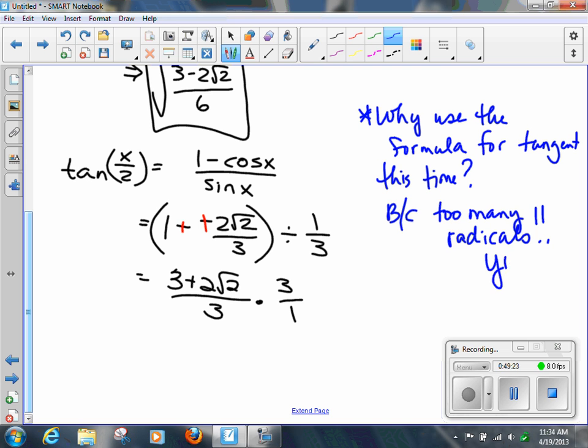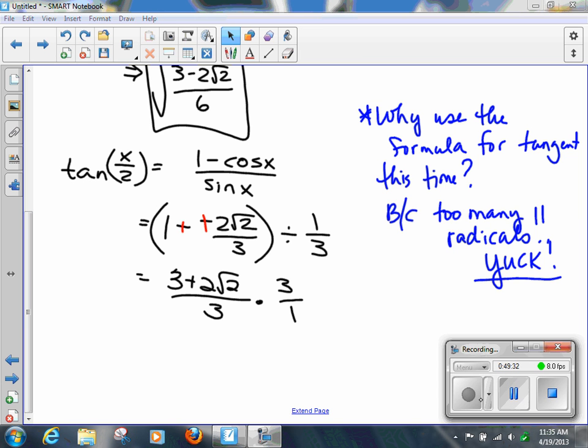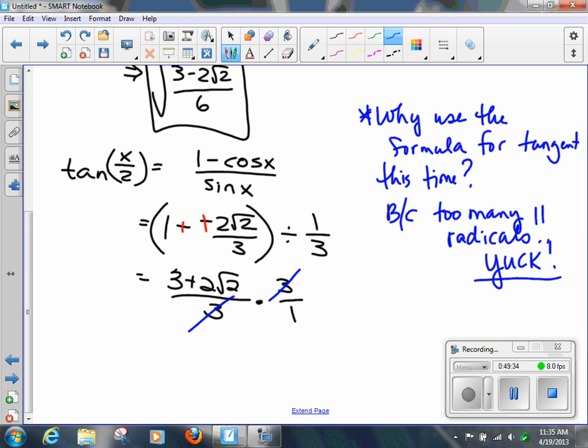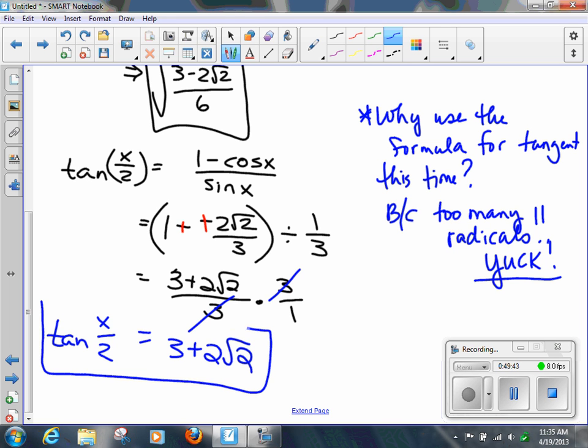Yuck. We didn't even rationalize. You know, if we don't rationalize, it's got to be gross, right? Let's finish. Crossing out my 3's. How many of you had, for your tangent value, 3 plus 2 root 2? Whew. How are you with that?